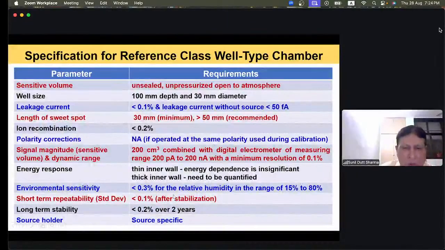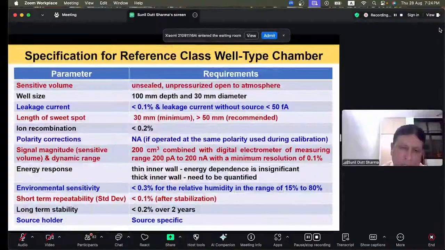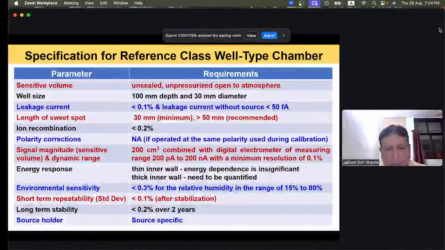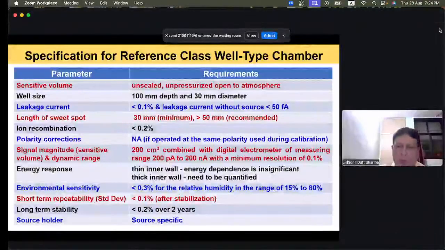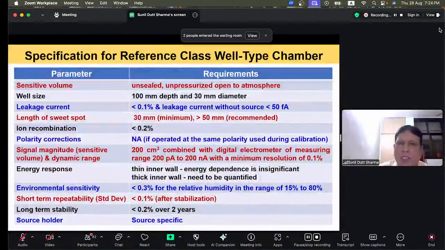Environmental sensitivity should be less than 0.3% for relative humidity in the range of 15% to 80%, whatever we follow for calibration of dosimeters also. Short-term reproducibility shall be less than 0.1% after a stabilization time of about 30 minutes or more. And long-term stability for a period of 2 years shall also be less than 0.2%. Holders, as usual, whatever be the size of the source, accordingly we have to design or make a holder or purchase a holder from the market. So these are the requirements prescribed by IAEA TRS 492 for classifying a bell type chamber as a reference class bell type chamber.